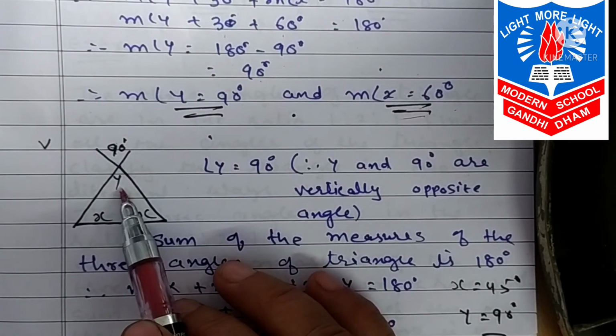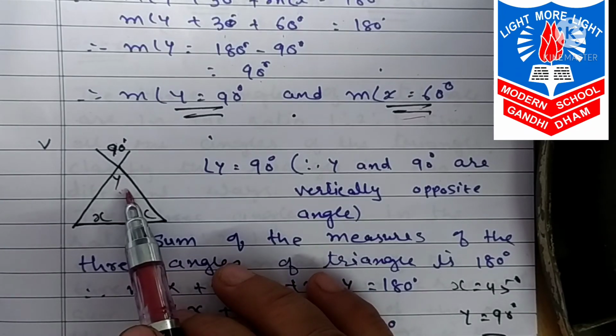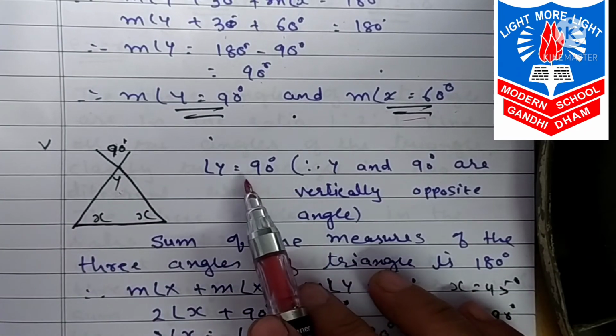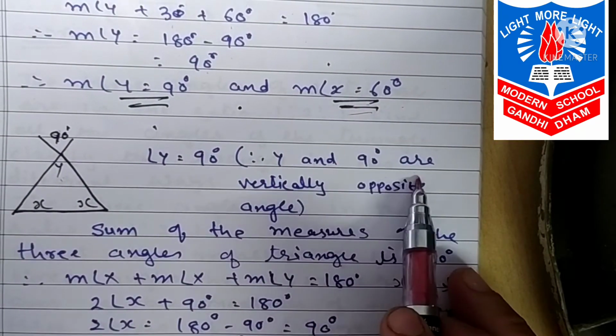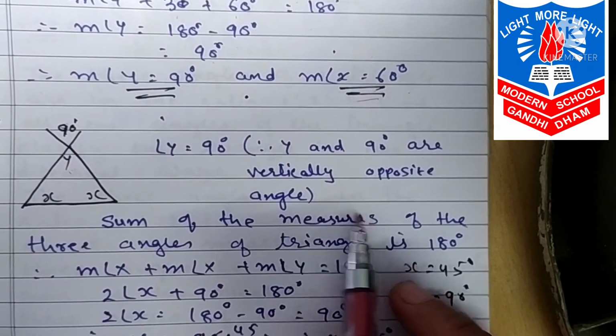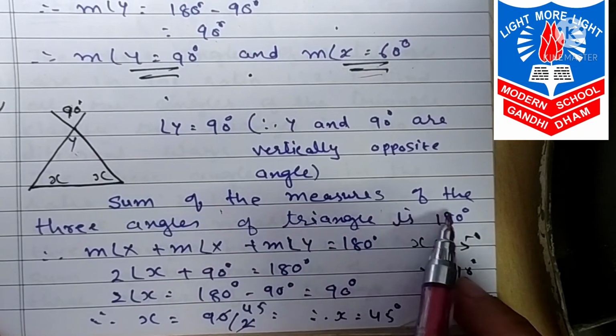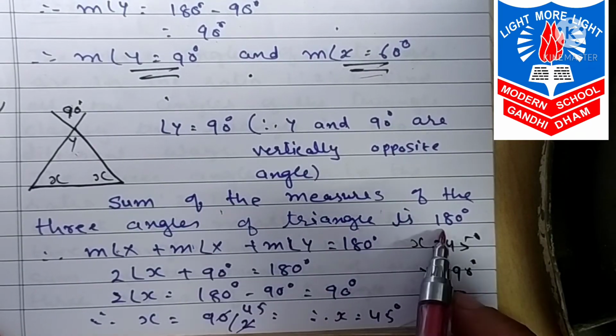Then the fifth one, here also same: y and 90 are both opposite angles. So measure angle y is equal to 90 degrees. We write here y is equal to 90 degrees because y and 90 are vertically opposite angles. Sum of the measure of the three angles of a triangle is 180.